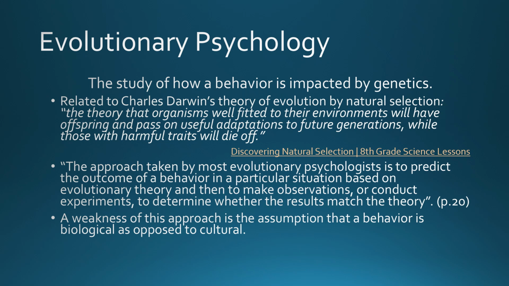A weakness of this approach is the assumption that a behavior is biological as opposed to cultural. We know that all of our behaviors are not due to genetics. There's also a cultural environmental component. They're influenced by our family, the environment we grow up in, the community we grow up in, the culture we have. So we can't assume that everything is just genetics.